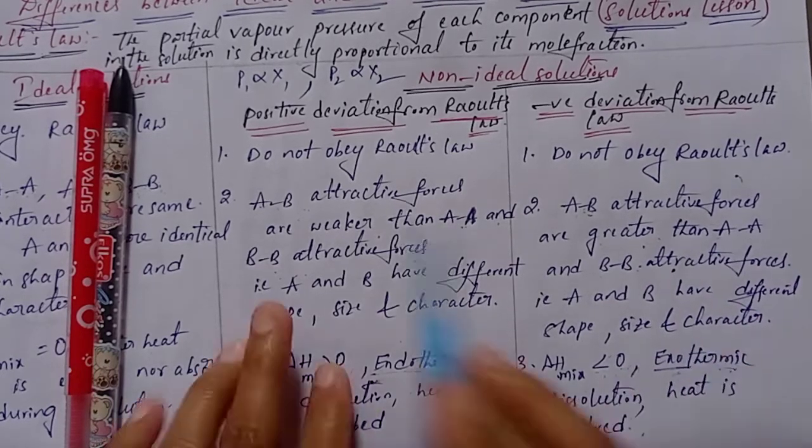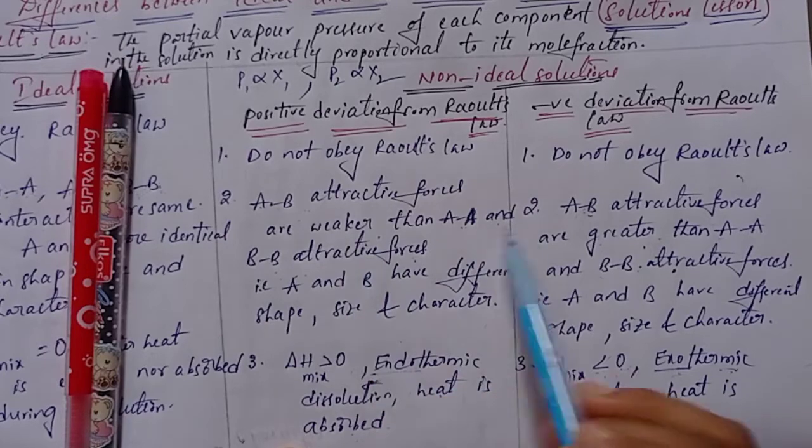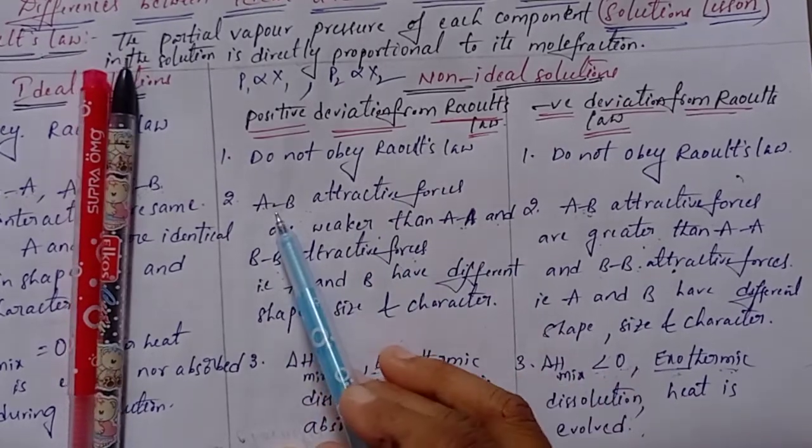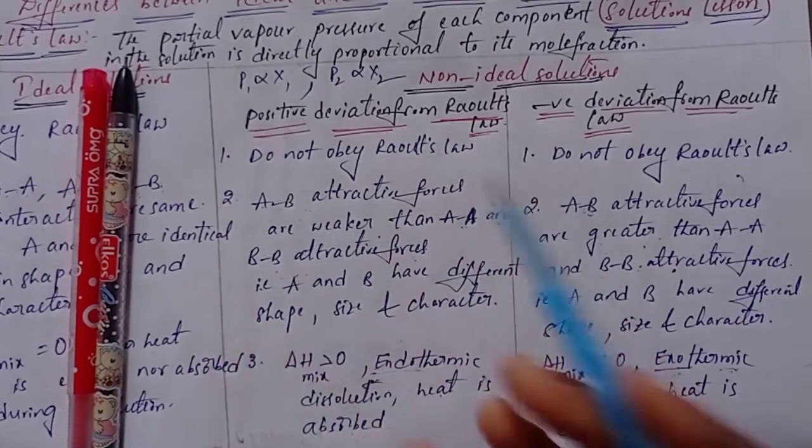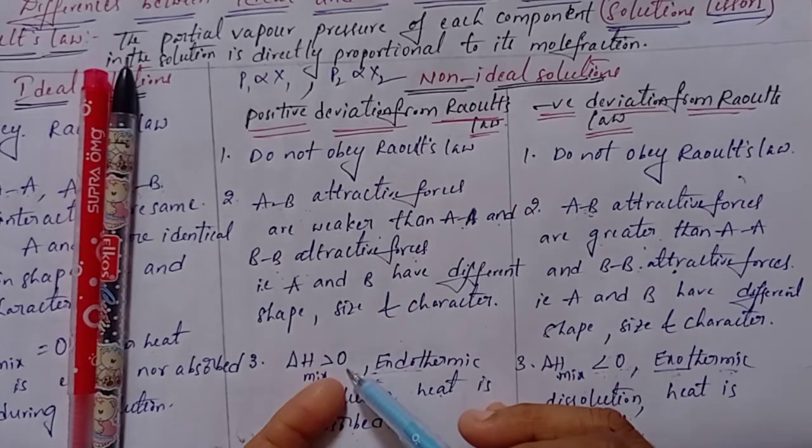Are you following? Here absorbed energy is more. Here released energy is less. That means more minus less, you will get the positive value, delta H.